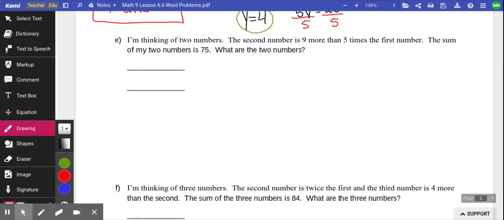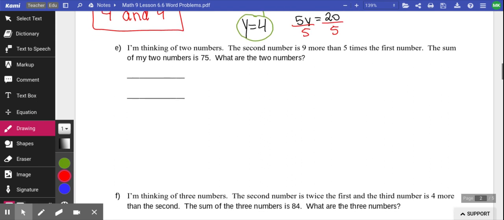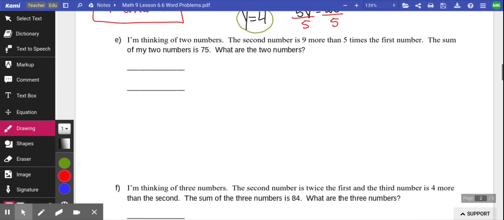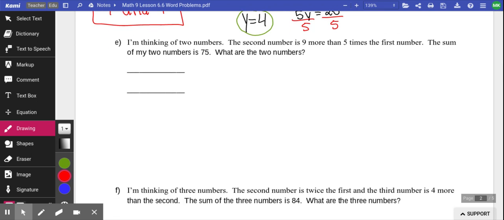I read it once and I have no idea what the two numbers are. Right? Guessing and checking is not going to be the method. Remember that tests are timed for a reason, because you could guess and check these answers all day and eventually find two numbers that make this work. So you have to have a mathematical approach.